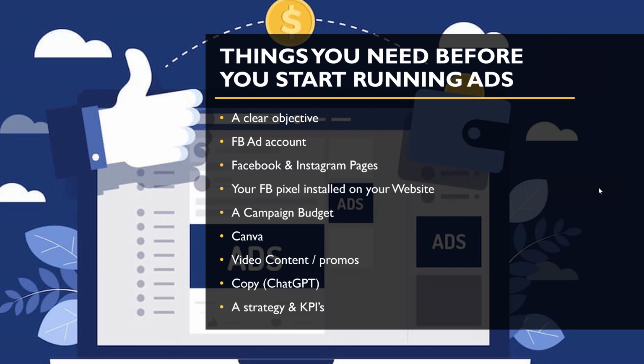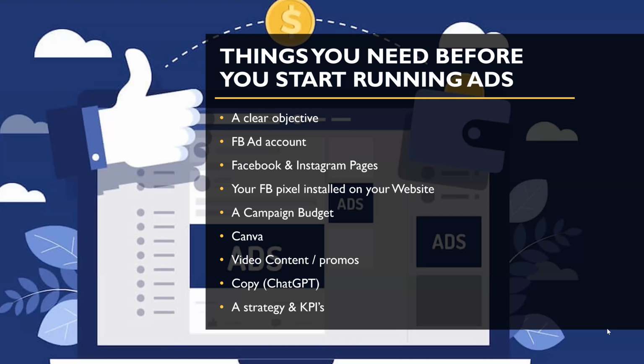So Facebook pixel is a very important thing to have on your website. Campaign budget means you want to set a budget for your Facebook marketing. That allows you to control your spending. It allows you to get a good idea of what you're spending and allows you to track your results. So have a budget for your ad campaign.